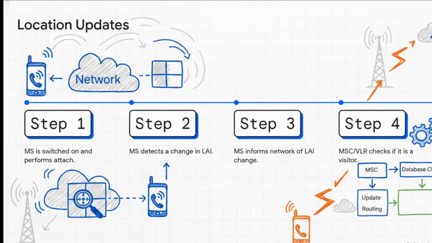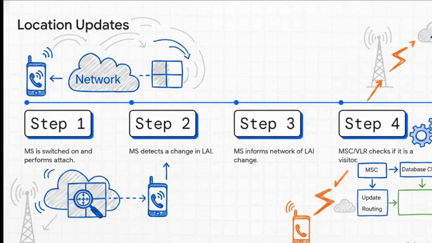Step 1, the mobile station switches on and performs an attach procedure. Step 2, as you move, the phone constantly listens and detects changes in its location area identity, or LAI. Step 3, the second it detects a new LAI, it proactively informs the network. And Step 4, the MSC and VLR verify your visitor status and update their routing tables.